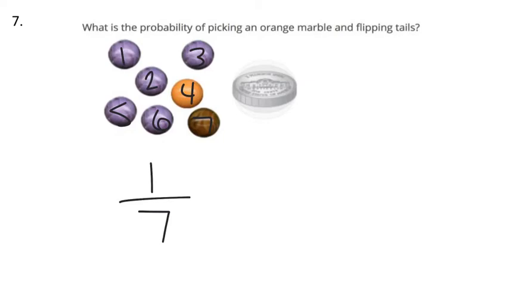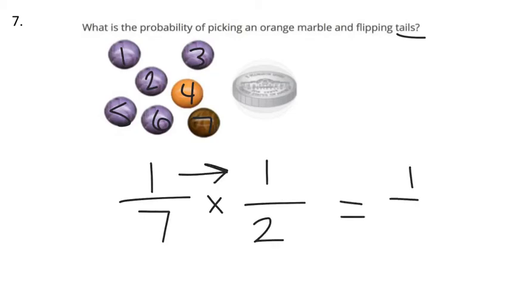1 out of how many total marbles? 7. Remember, when you have a compound event, you multiply. Now, how many tails are on a nickel? 1 out of how many total sides? 2. So when we multiply this straight across, we should end up with 1 over 14 as our final answer.